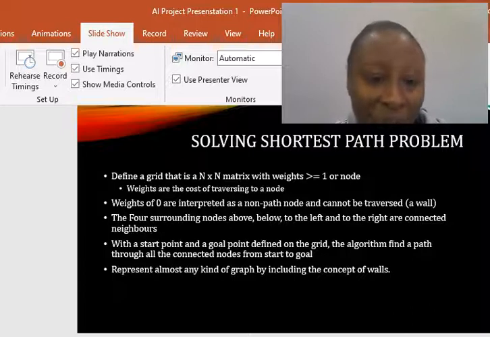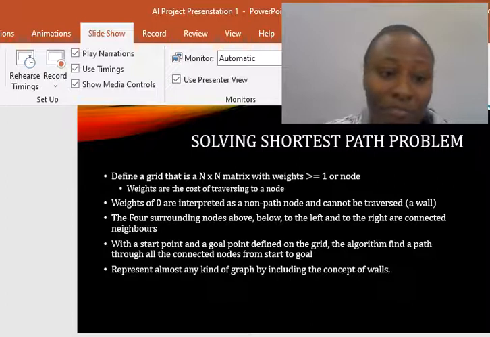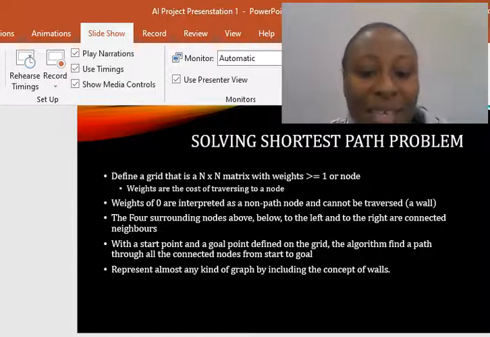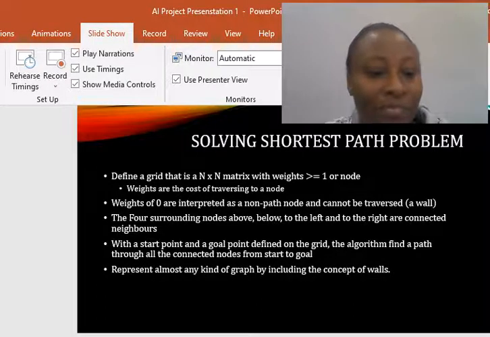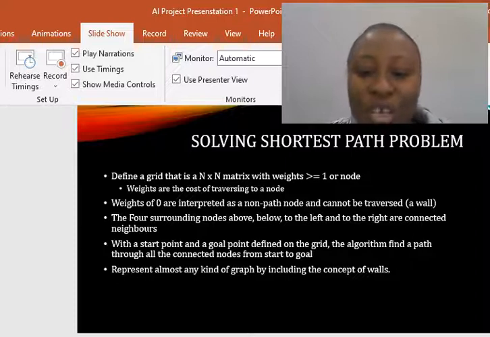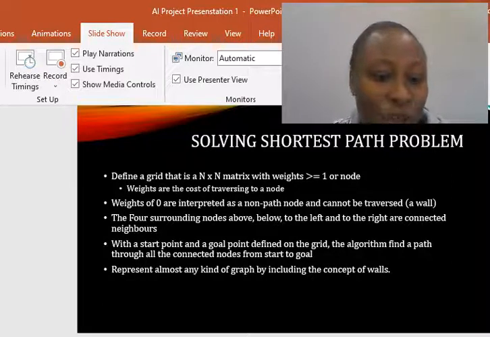How can we define a grid that doesn't necessarily have all of its nodes connecting to each other? Define an n by n matrix with each entry having a weight value that is greater than or equal to 1. Then we can interpret this as meaning there is a path from such a node to another node with an associated cost of that weight. However, if the associated weight is 0, then we can interpret this as a non-path node. A non-path node is simply a node that cannot be traversed.